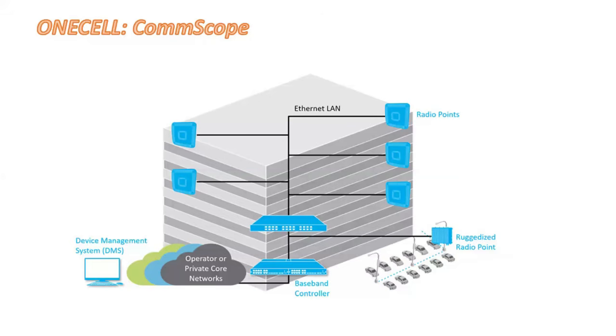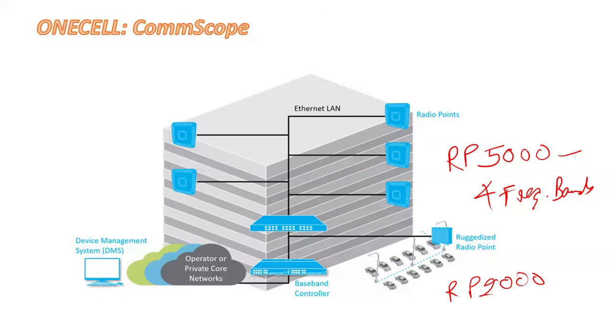And examples can be, here is the RP 5000. So this is multi-carrier and it can support up to 4 frequency bands. Okay. And then we have this RP 2000, right? And it is highly compact and it is used for single frequency. Okay. So these are the solutions.